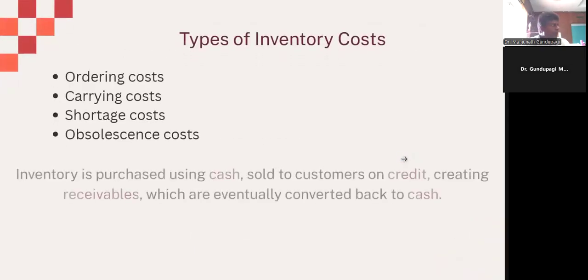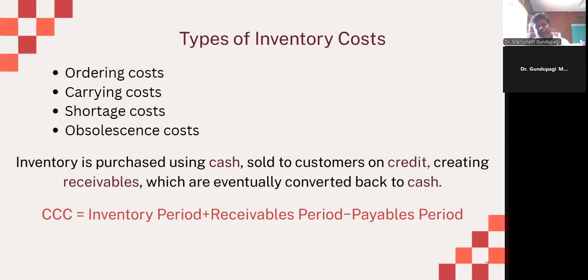And when it comes to the different types of inventory costs, we have ordering costs, which are associated with placing orders, carrying costs like storage, insurance, and depreciation, shortage costs due to stockouts, and obsolescence costs, like when we have any expired inventory.